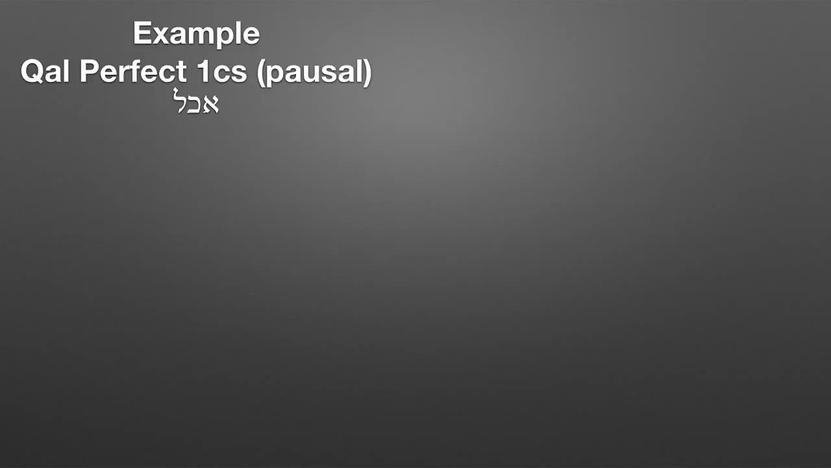Let me work through a little example here for you. A Qal perfect 1CS of... 1CS pausal. Now that I look at this, I think that it was supposed to be imperfect. Let me see what I wrote here. Yes, it is supposed to be imperfect. I apologize for that. It should be a Qal imperfect 1CS pausal. So what I have here is I've gone ahead and written out for you the second aleph.